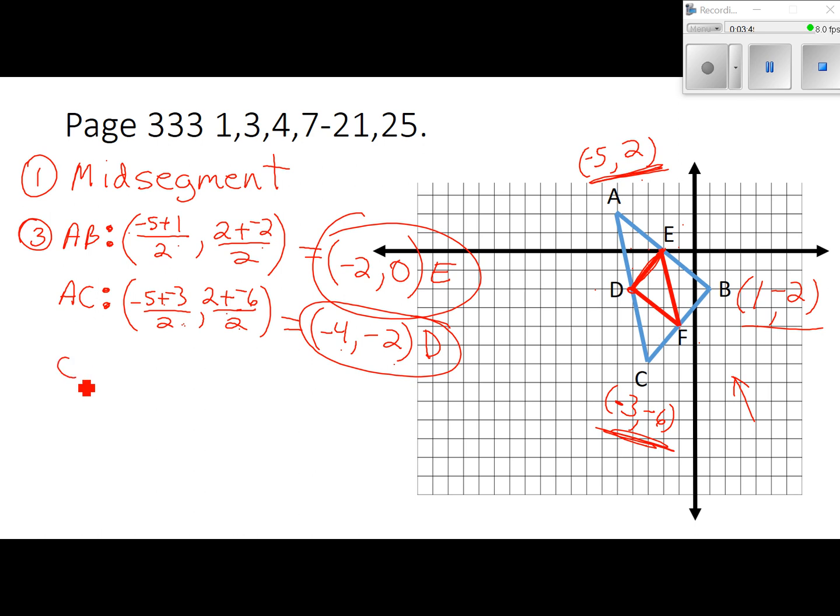Then the last segment I'm going to find the midpoint of is segment CB. So we're going to use C and B. Our x's this time are -3 and 1. So -3 plus 1 divided by 2. Our y's, -6 and -2. So -6 plus a -2 divided by 2. -3 plus 1 is -2. -2 divided by 2 is -1. -6 plus -2 is -8. -8 divided by 2 is -4. That's the coordinates for point F.